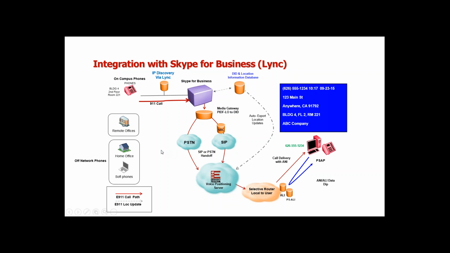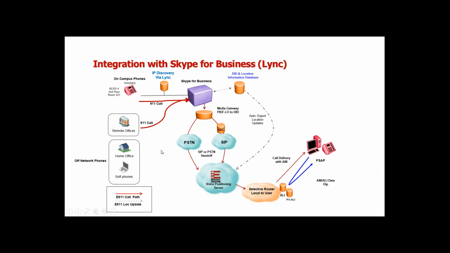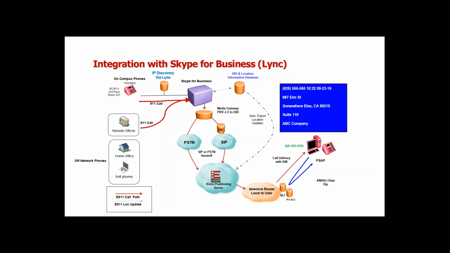Now, remote offices work very much the same as if someone was in the enterprise or where the call server resides. It'll still convert to an ELIN. So we've basically assigned a unique ELIN to that remote location, and it's a one-to-one relationship between the ELIN and the location. That phone number, once it's converted from PIDF-LO to the ELIN, will come to our voice positioning center, and then we will send it to the selective router nearest to that remote office, which will then go to the PSAP, and they'll do the lookup and get whatever the address of that remote location is.